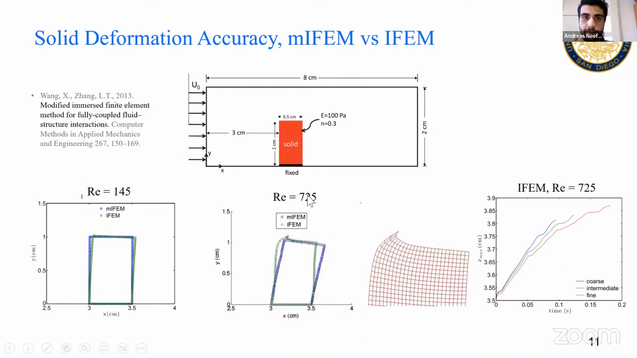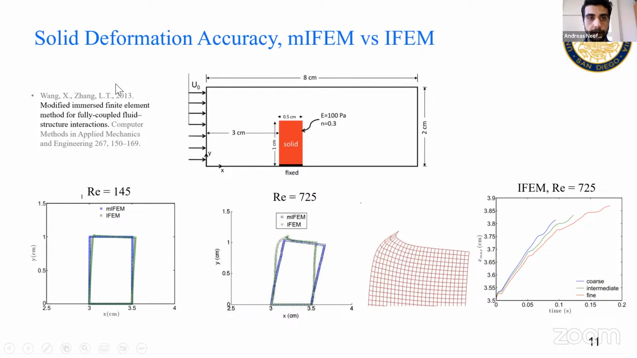One of the key elements of the modified immersed finite element method compared to other immersed methods, and where this term modified comes from, is the fact that it solves the solid by its own governing equations. Whereas typically in immersed methods, the solid deformation is imposed from the fluid solution. This has been shown to lead to mesh distortions and solid deformation overestimation, especially for high Reynolds number flows.